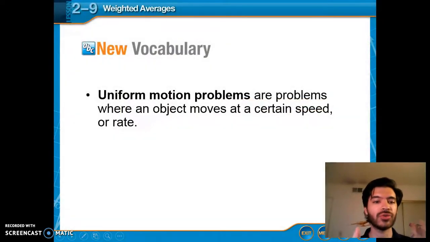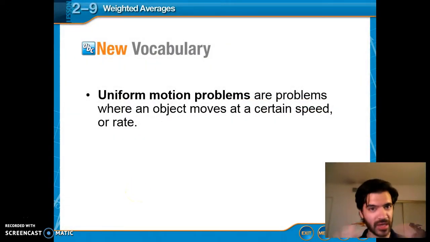We are now moving on to uniform motion problems. Okay, two more examples and we're done. All right, so let's check this out.